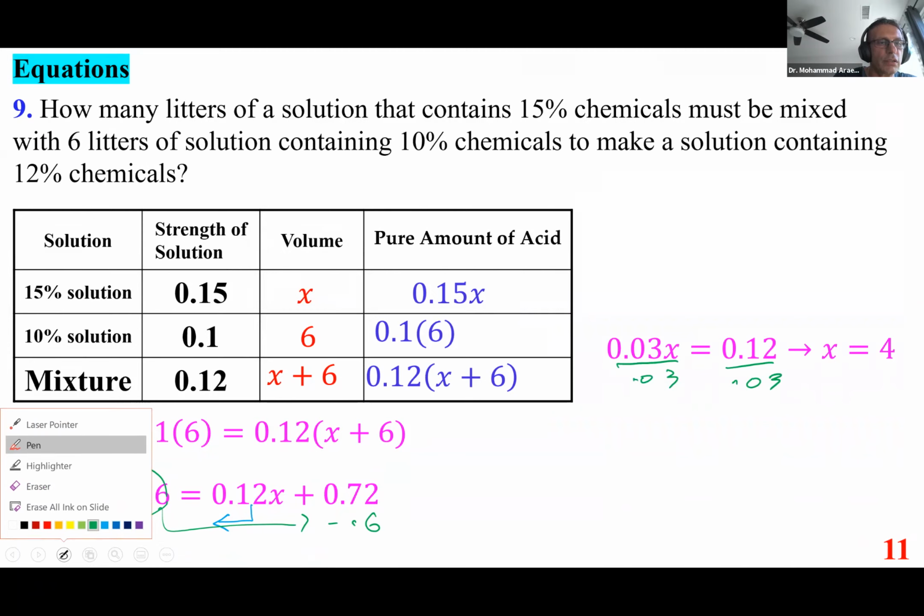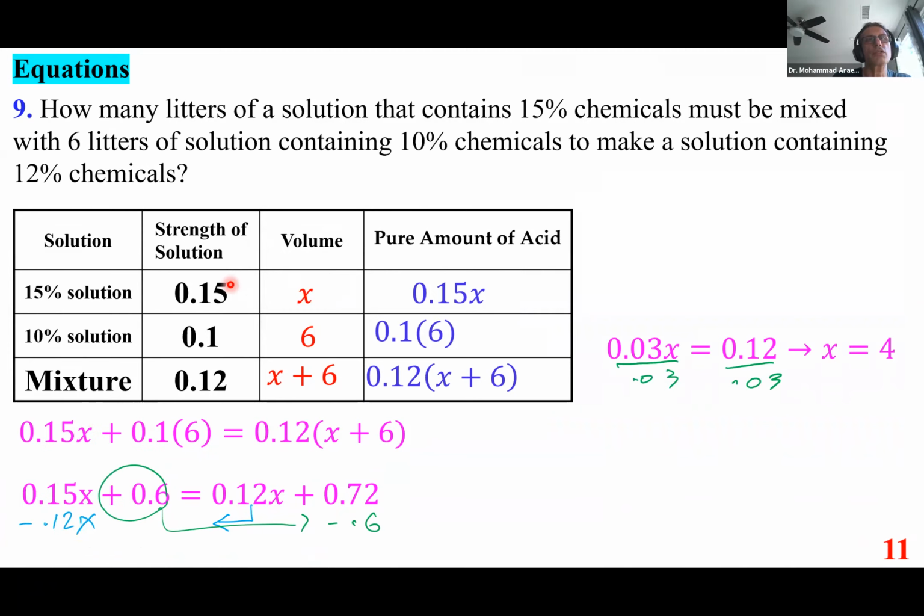So we need 4 liters of 15% solution to get the result we are looking for. So 4 liters of 15% solution.